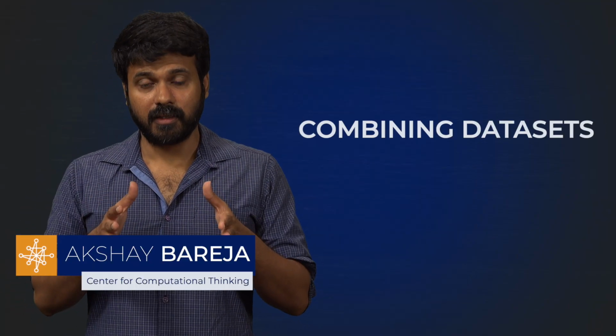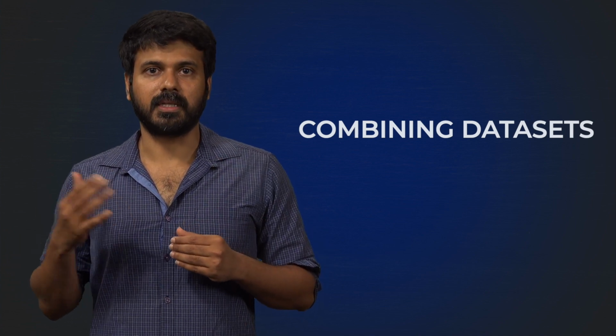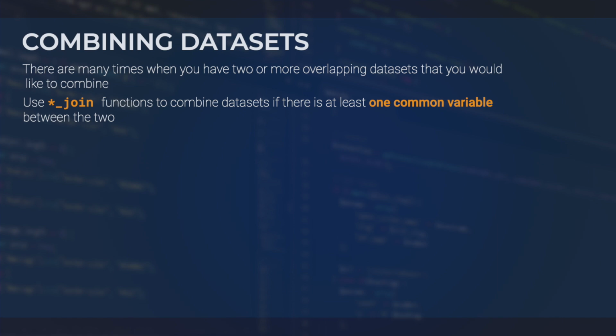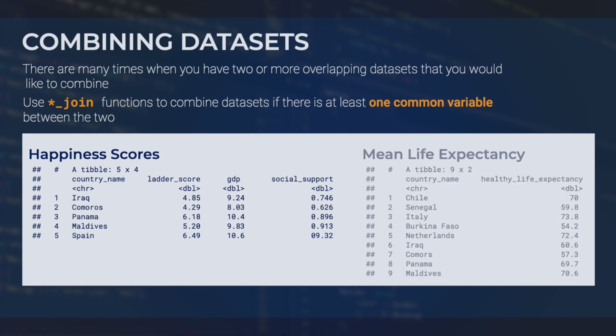In this video, you are going to learn how to combine two datasets using a family of join functions from the dplyr package. There are many cases in which you might like to combine a dataset you have with a related dataset that has complementary information. For example, say you have a data frame that contains happiness scores for each country, and there's another data frame that contains information on mean life expectancy.